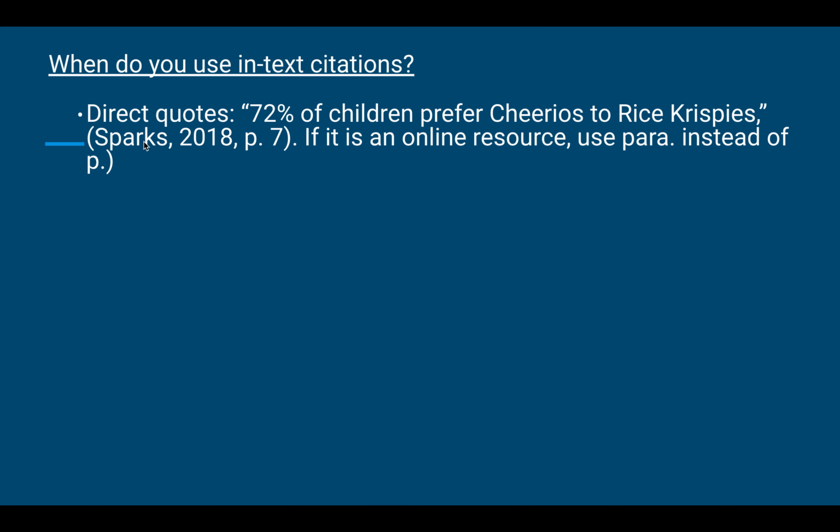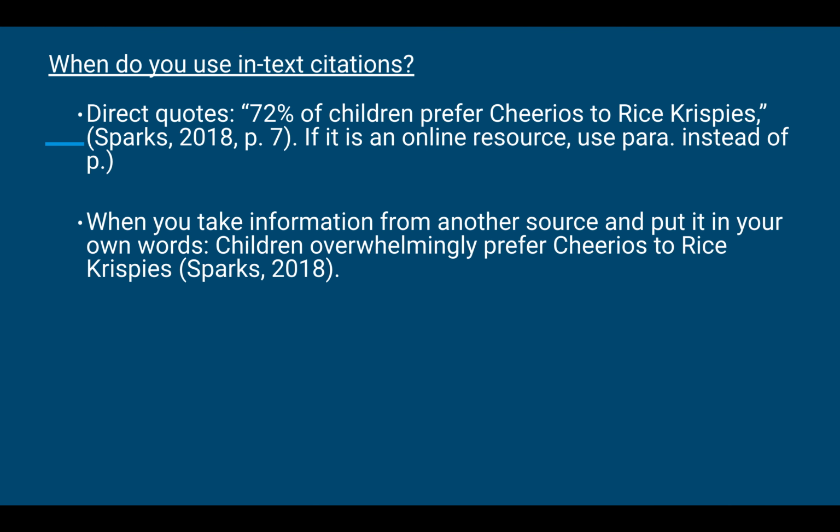You'll notice that we don't just have here author and year, we also have a page number, because if you are using a direct quote, you need to include either a page number or a paragraph number to show where you got the information within the source. Page numbers are used for printed materials, paragraph numbers are used for online materials.